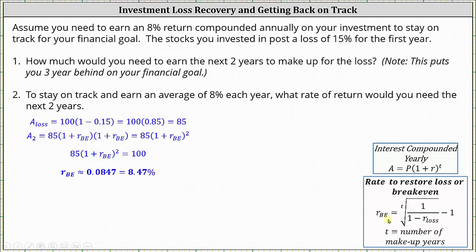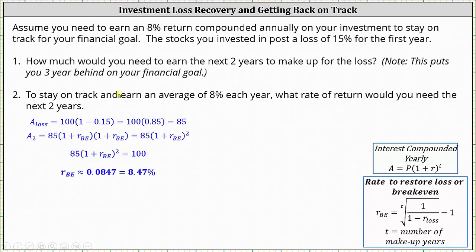R sub BE, the rate to restore a loss or break even, is equal to the tth root of the quotient of 1 and the difference of 1 and the rate of loss, minus 1. We'll look at some more examples of this formula in the next video. I also want to mention this does put you 3 years behind your financial goal because you had 1 year of loss and 2 years to make up for the loss, which brings us to question number 2.